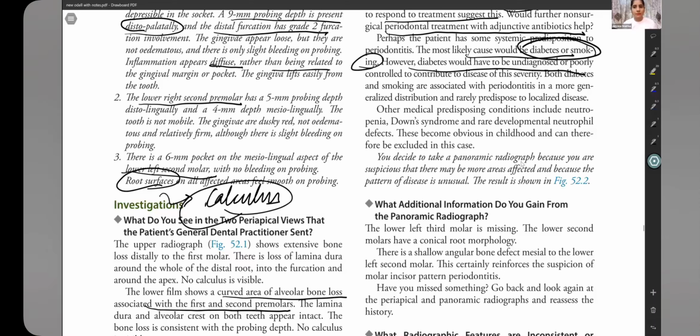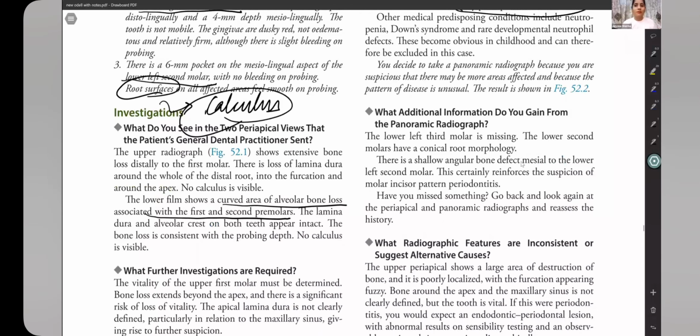Both diabetes and smoking are associated with periodontitis in a generalized form, but not in a localized form. But very rarely they can predispose to a localized disease as well, especially periodontal abscesses. Poorly controlled diabetics especially have localized periodontal abscesses also. Now, other medical predisposing conditions include neutropenia, Down syndrome, and some rare developmental neutrophil defects like Chediak-Higashi disease, all of which predispose to severe periodontal conditions. But these all become obvious in childhood, and that's why they can easily be excluded in this case.